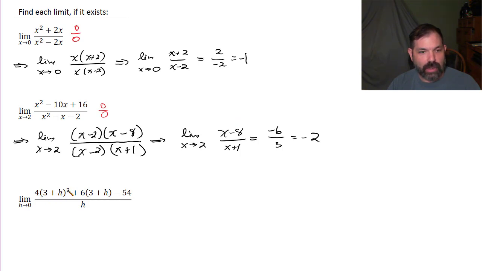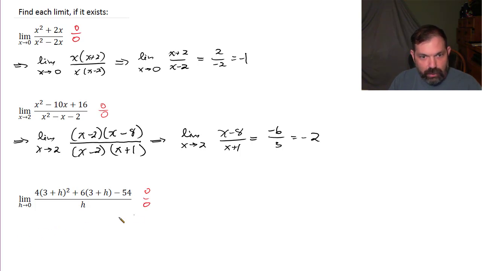3 squared is 9. 4 times 9 is 36. 3 plus 0 is again 3, times 6 is 18. So I have 36 plus 18, that's 54. 54 minus 54, again, I've got a 0 over 0 situation here. I have that indeterminate form. So I can't leave it like that. Let's see what we can do with this.